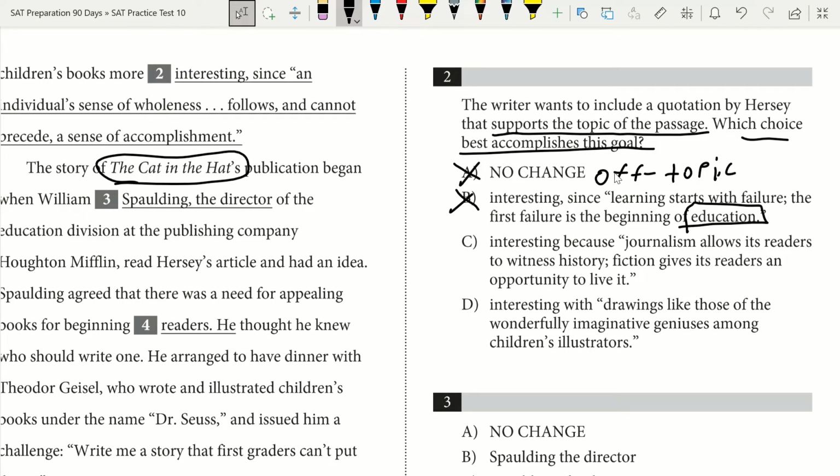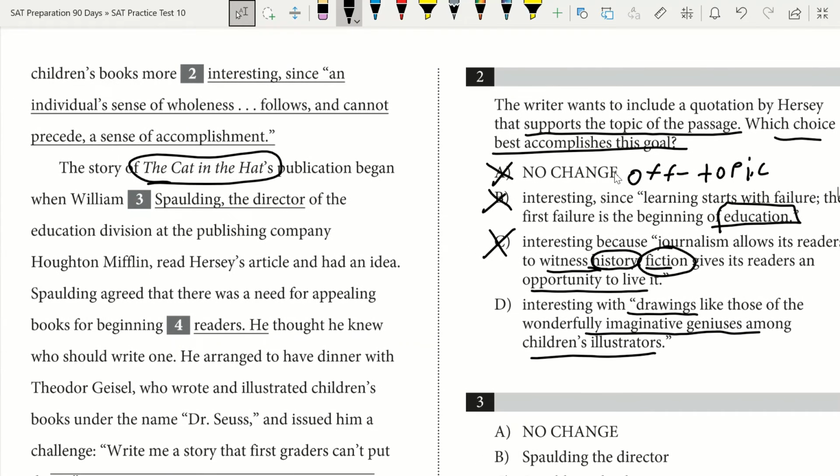C, interesting, because journalism allows its readers to witness history, fiction gives its readers the opportunity to live in it. Once again, off topic, we are not talking about history versus fiction here, so that's incorrect. D, interesting, with drawings like those of the wonderfully imaginative geniuses among children's illustrators. Yes, right, we know that the title of this passage was The Cat in the Hat, and we see in our next topic sentence that we have The Cat in the Hat. So we really want to talk about illustrations here. So the answer there is going to be D.